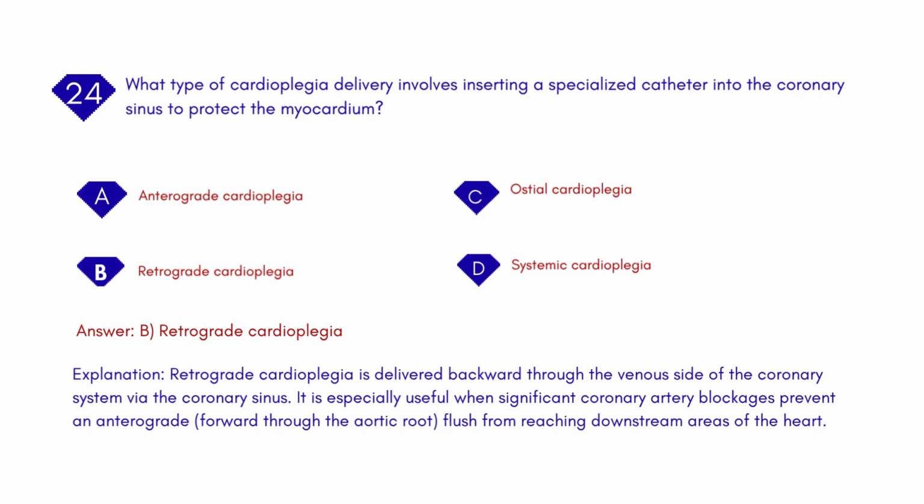coronary sinus. It is especially useful when significant coronary artery blockages prevent an anterograde flush, forward through the aortic root, from reaching downstream areas of the heart.